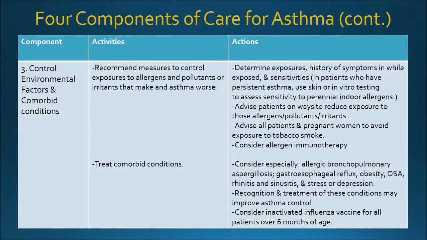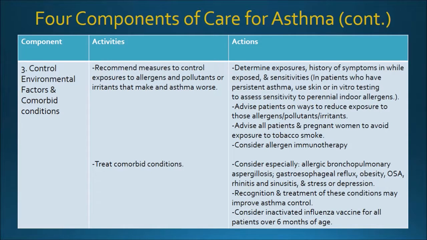Our third component is control environmental factors and comorbid conditions. So we're going to recommend measures to control exposure to allergens and pollutants or irritants that make the asthma worse. To do that, we're going to determine the exposures first, the history of the symptoms while being exposed, and the sensitivities. In patients who have persistent asthma, use skin or in vitro testing to assess sensitivity to the indoor allergens as well. We're going to advise patients on ways to reduce exposure to those allergens, pollutants, and irritants.